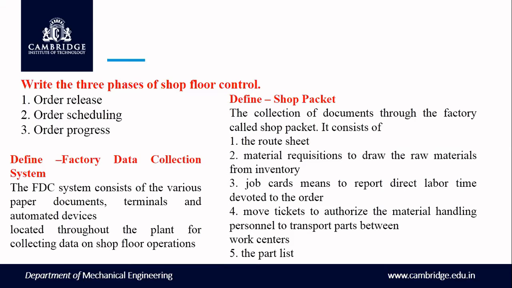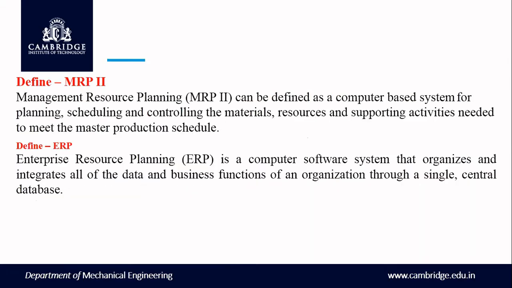Shop packeting is one of the very important ones. That is the collection of documents through the factory; you have to collect the data or documents through the factory, and that is called shop packeting. The route sheet, and the material requisition to draw the raw materials from inventory, that is from storage. You give the material requisition, so that they go there, and if the raw material is there, they will take it. Otherwise, you have to put in the request once again. And the job card is to report the direct labor time, the move ticket authorizes the material handling personnel to transport the parts and all. And then the parts list, everything should be taken care of by them.